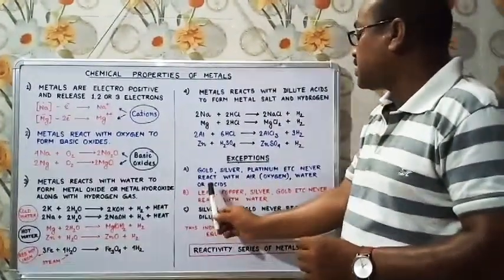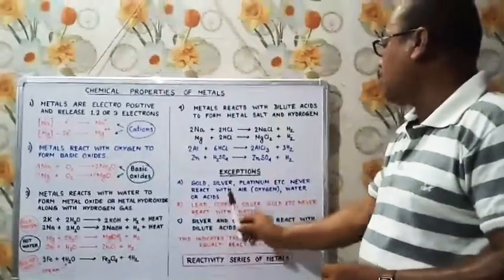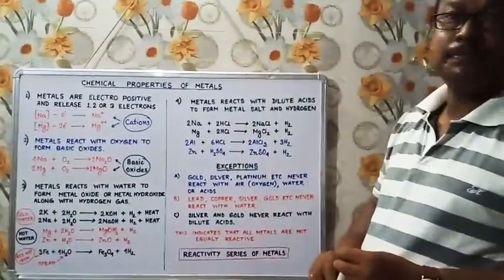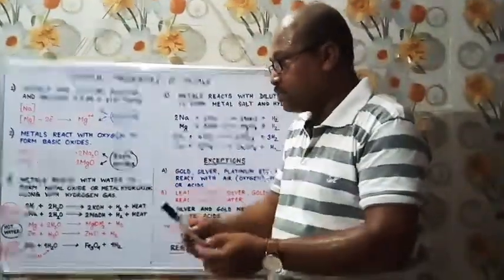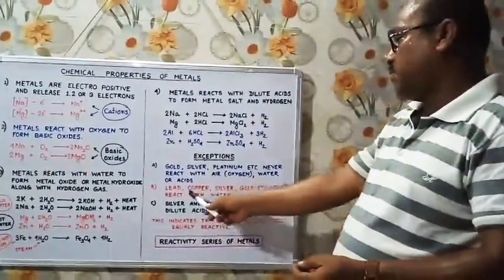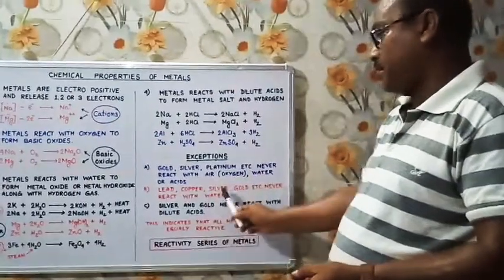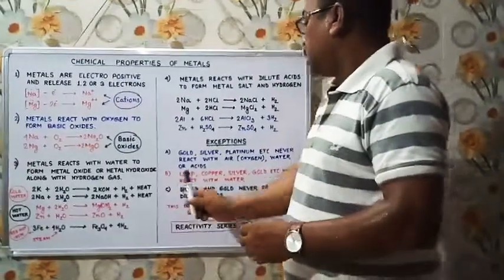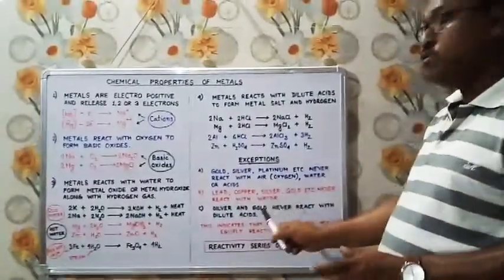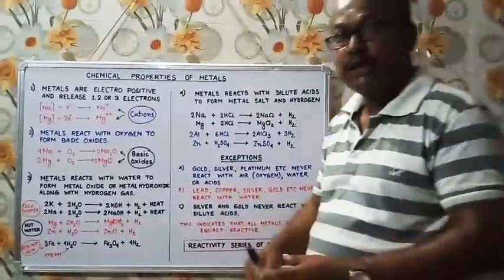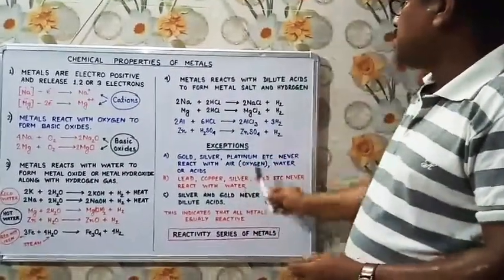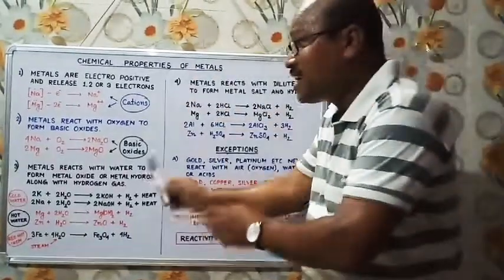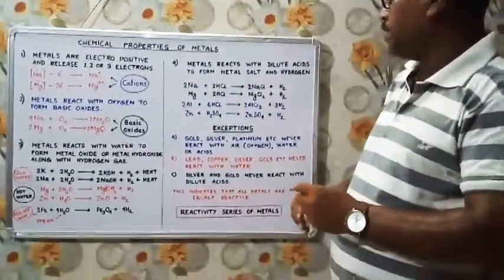Then you can see the second exception: lead, copper, silver, gold. They never react with water. Mostly metals react with water, but these 4 metals, lead, copper, silver and gold, they never react with water. Third, silver and gold, these are the 2 metals that even never react with dilute acids. So these are the exceptional metals which do not show these chemical properties of metal.